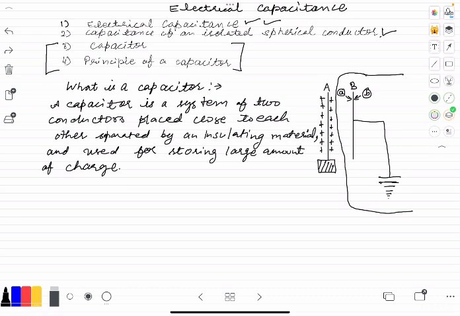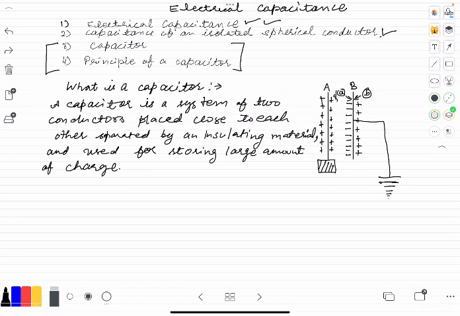So if we bring near plate B or conductor B, then induced charges will be produced on its faces. Negative charge will be induced on its inner face and positive charge will be induced on its further face. Okay.